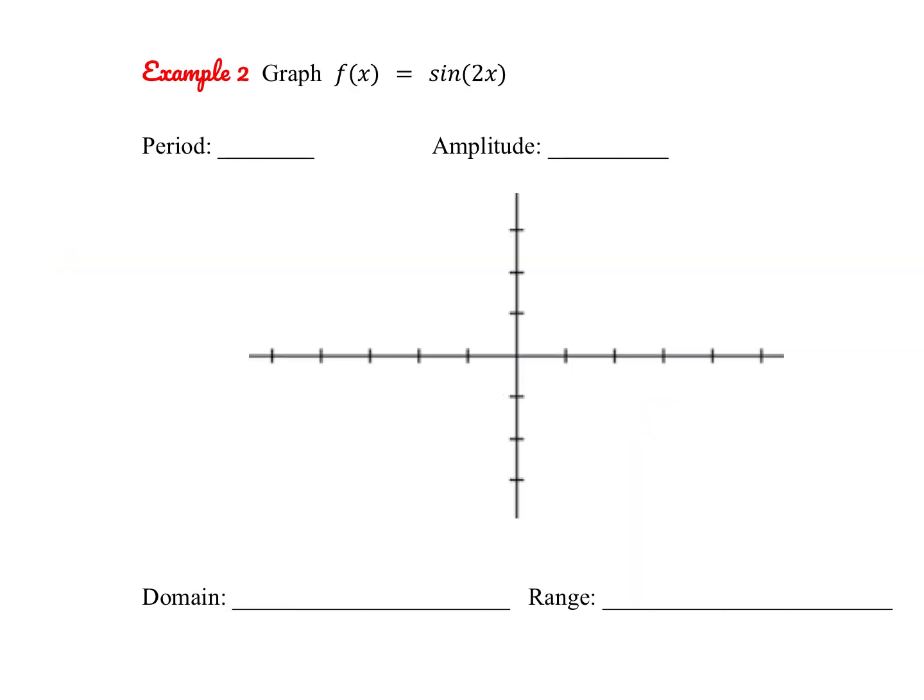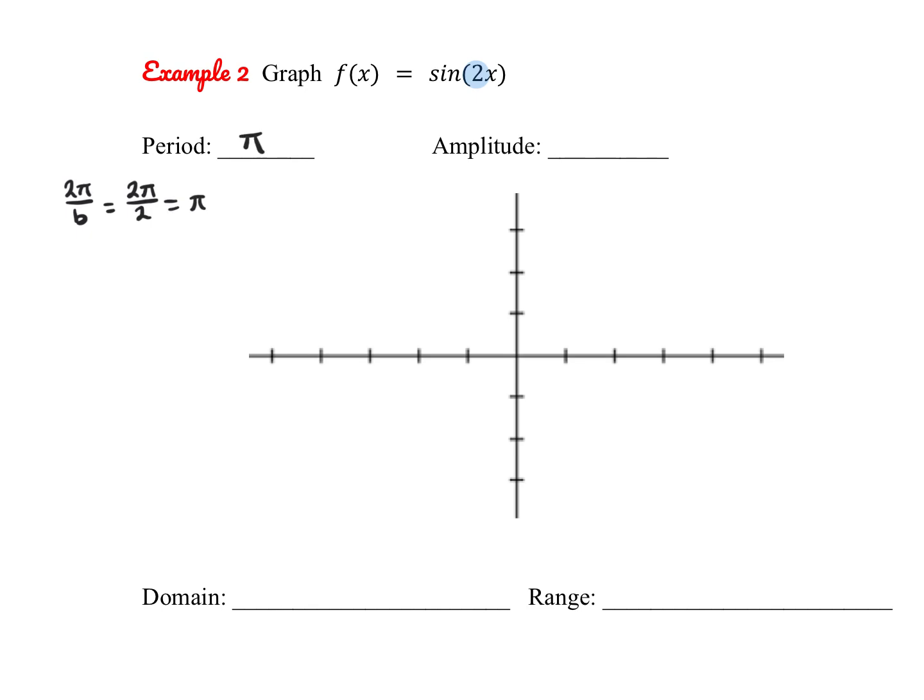All right, let's try another one together. So this graph, I have the sine of 2x. So here I do see a b value. So remember, for my period, the formula is 2 pi divided by b. So if I do 2 pi divided by 2, I can see that our period is pi.